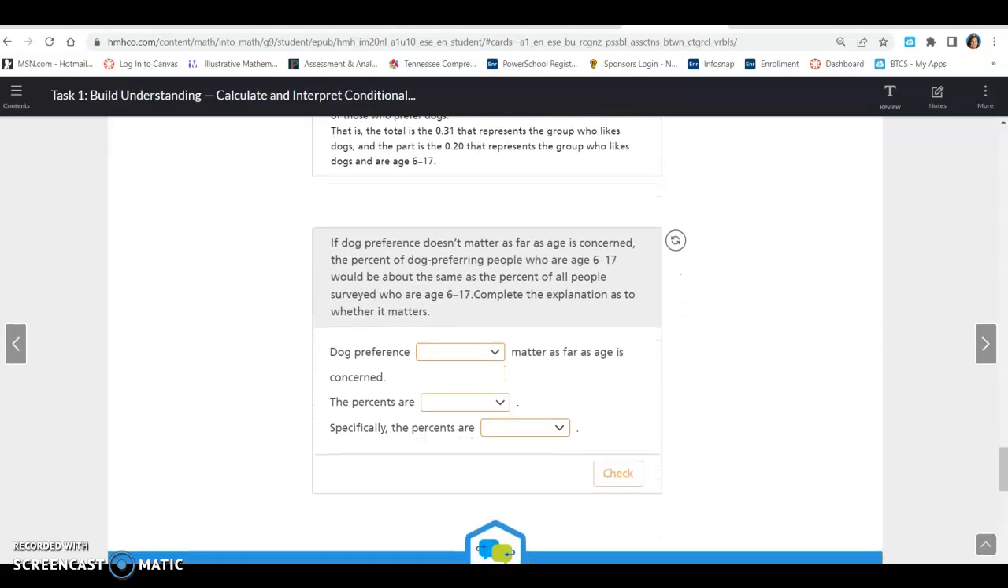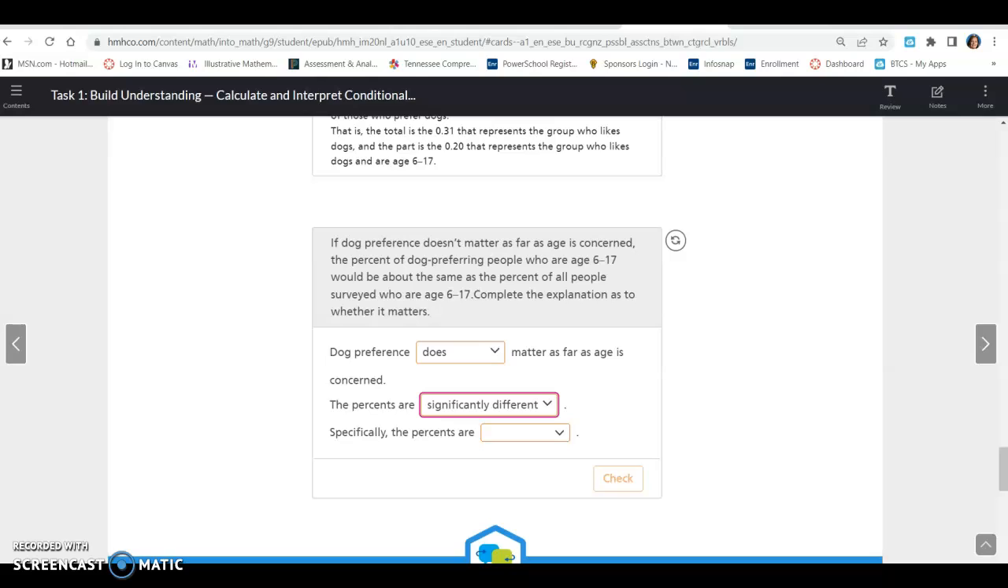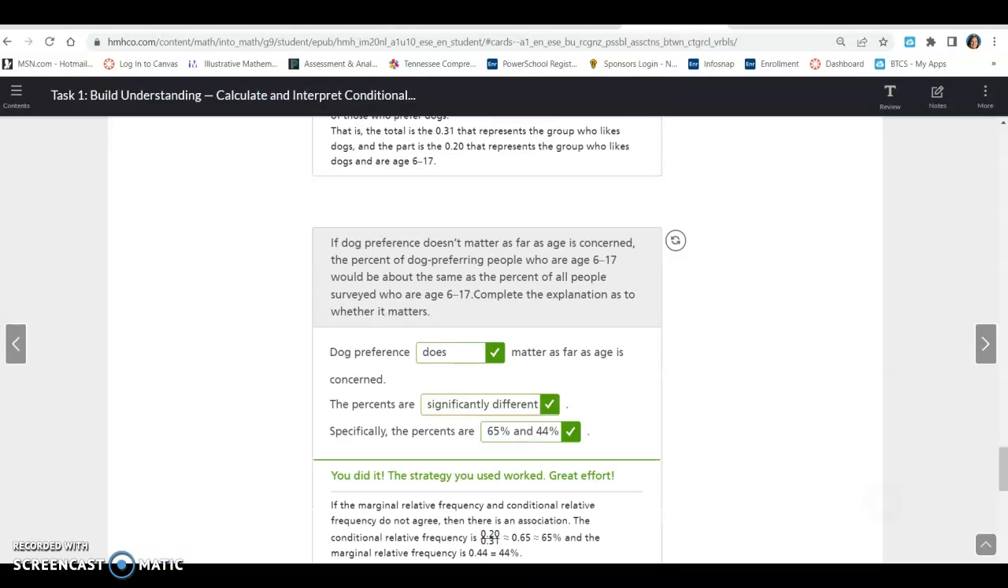All right, if dog preference doesn't matter as far as age is concerned, the percent of dog-preferring people who are age 6 to 17 would be about the same as the percent of all people surveyed who are age 6 to 17. Complete the explanation as to whether it matters. So dog preference does matter as far as age is concerned. The percents are significantly different. The percents are 65 and 44.